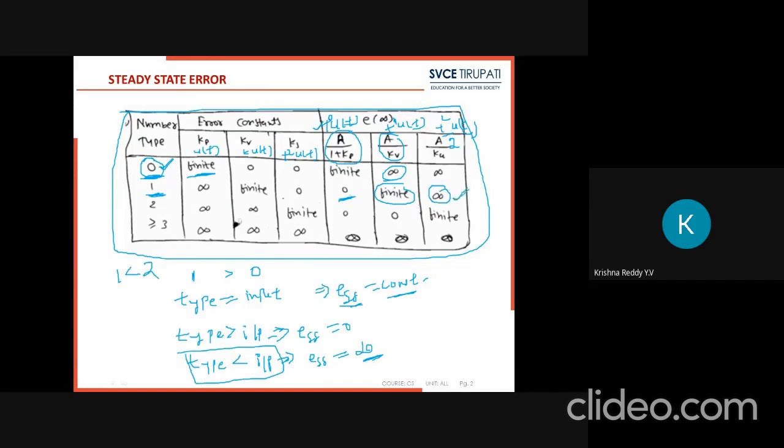Based upon this concept, we can calculate the steady state error for standard step input, ramp input and parabolic input signals, where Kp, Kv and Ka are nothing but its gains when you put s equal to 0 in the given system.